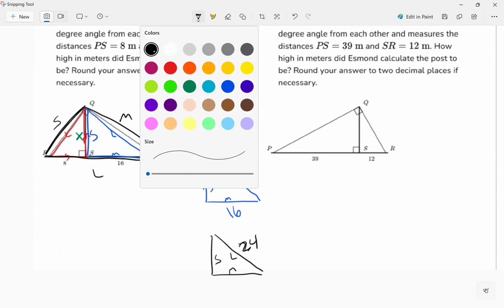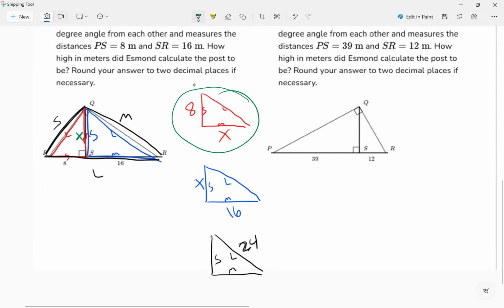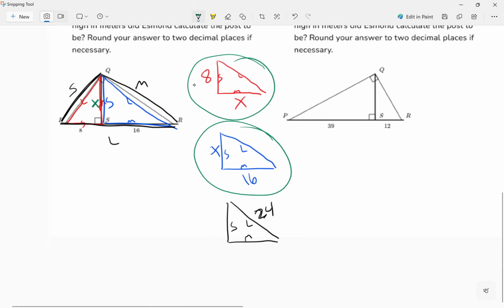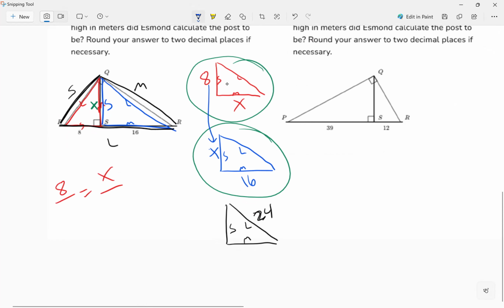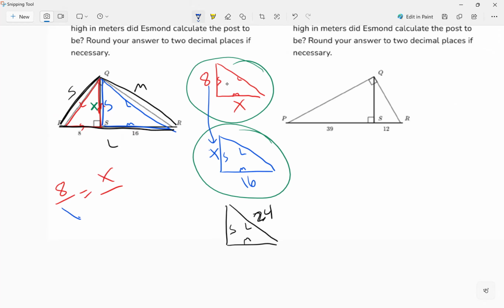Okay, which two triangles have the two corresponding sides? From the red triangle, I'm going to use the measurements 8 and X. The 8 from the red corresponds to the X in the blue. The X from the red corresponds with 16 from the blue. So this is not that bad.